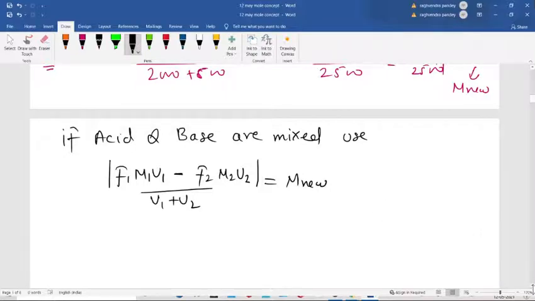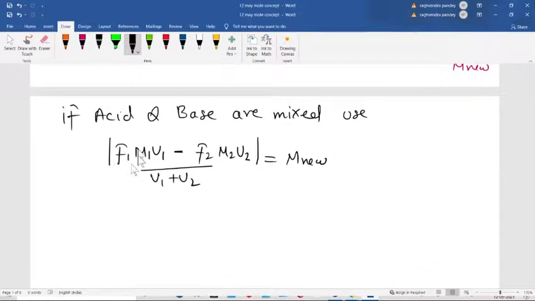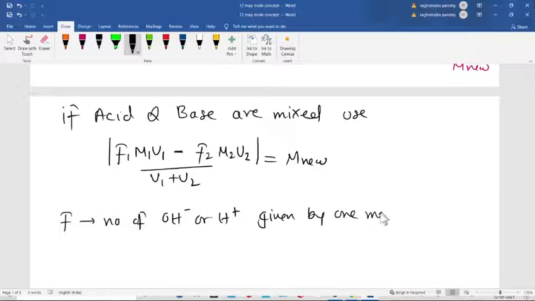Now everything you know except this F. F is the number of OH ions or H plus ions given by 1 mole of acid or base. That is the typical thing you have to see here.